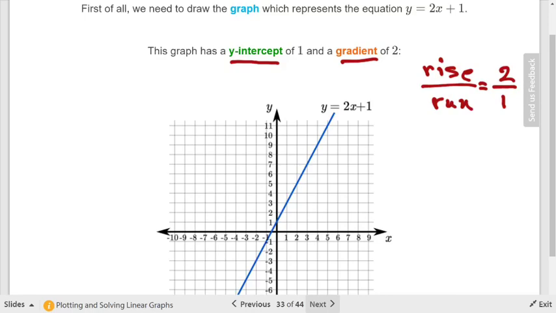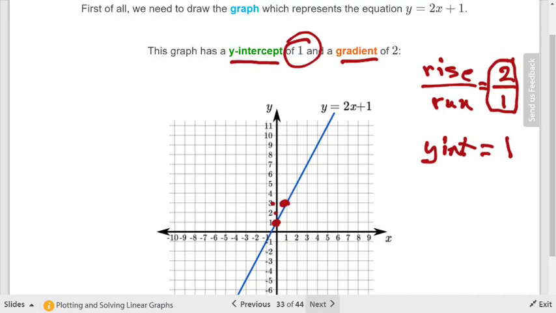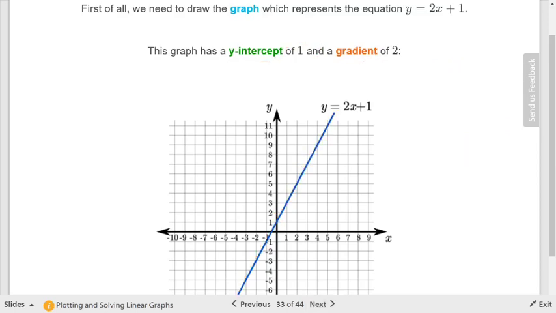So 2 over 1 is my gradient. And what is my y-intercept in this case, they tell me? 1. So that means plot a point at 1, and from that point count up 2 and to the right 1. Why up 2? Because it's a positive 2. Positive 2 means go up 2, right? And there's your line. So that's how they got that line. Okay? So that's from yesterday's lesson, remember? All right.